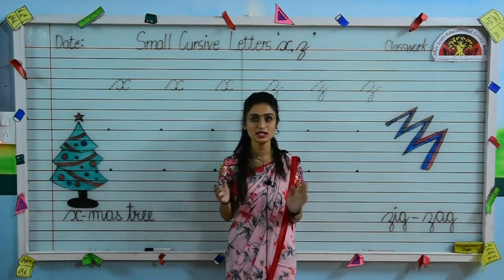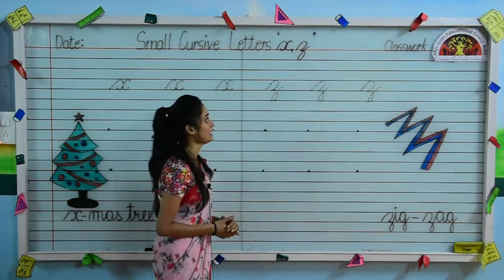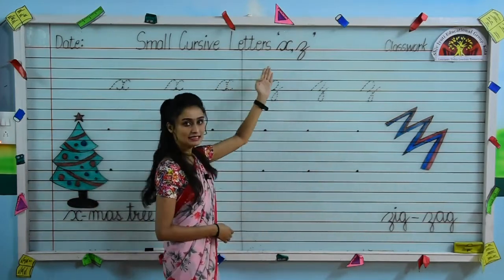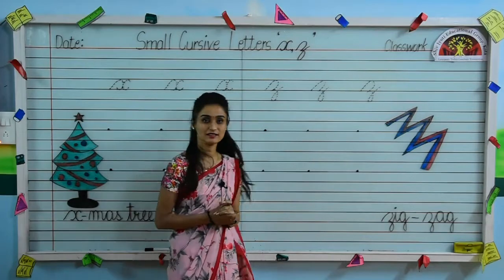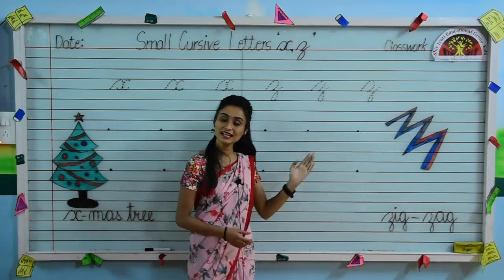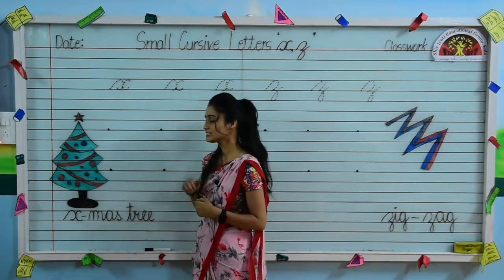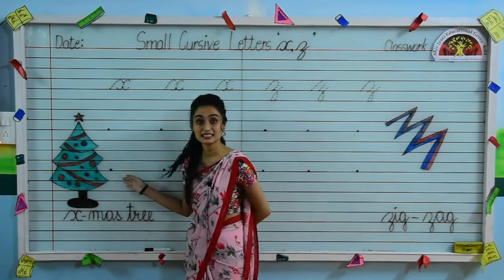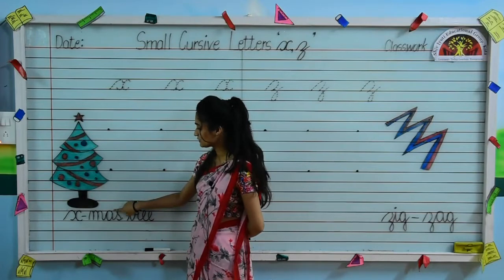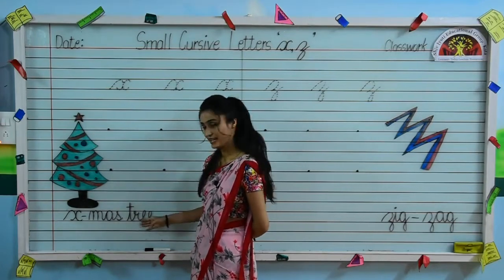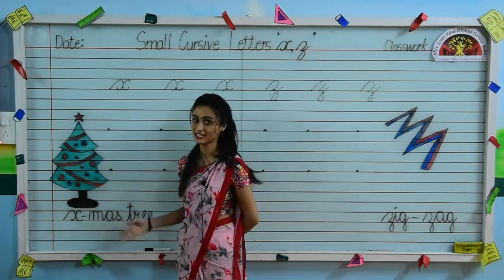So kids, today I am going to teach you how to write small cursive letter X and Z. So kids, look over here. Can you please tell me what is this? Yes, this is a Xmas tree. X for Xmas tree.